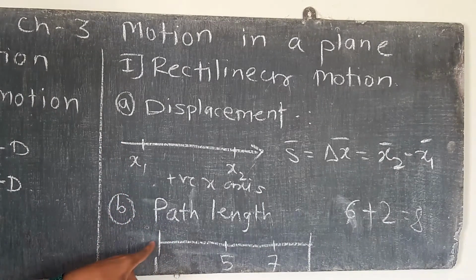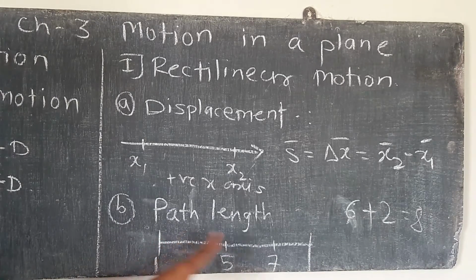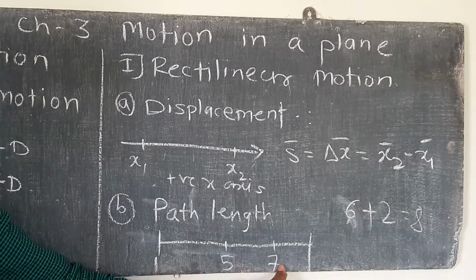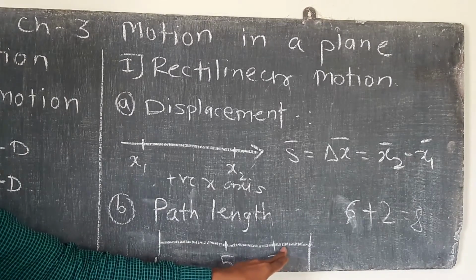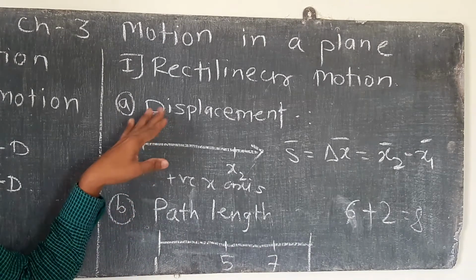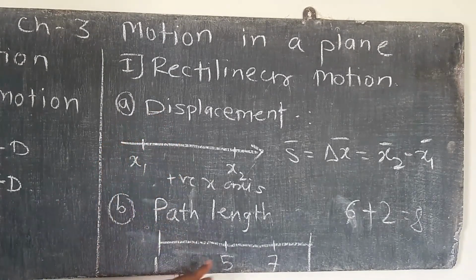Consider one example. Suppose this is our meter scale. Initially our object is at this position, which denotes distance 1. After some time it will come to the position of 7, and after some time it will again come back to the position of 5. Now according to the definition of displacement, it is the difference between final position and initial position. Final position is 5, initial position is 1, therefore displacement is 4 centimeters.